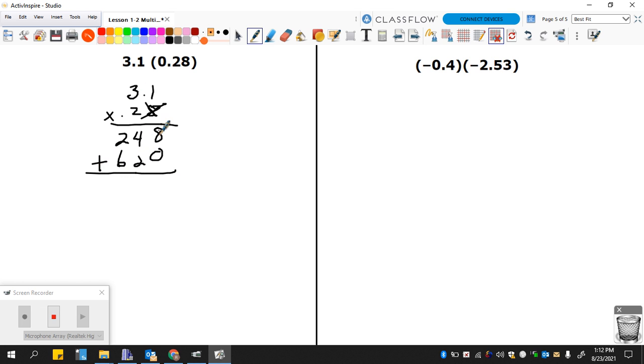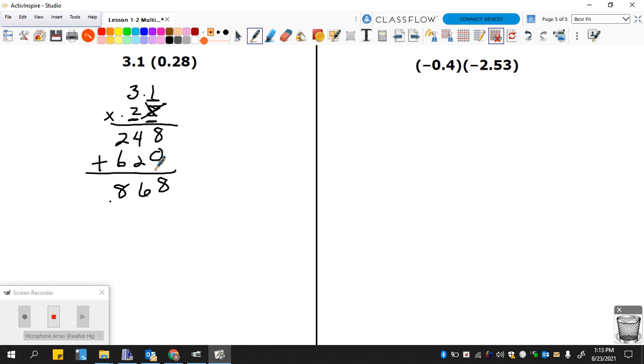Add. 8 plus 0 is 8. 4 plus 2 is 6. 2 plus 6 is 8. And we look here, we have 3 numbers after the decimal point. So that's 1, 2, 3. So our decimal point would go right here in front of the 8.